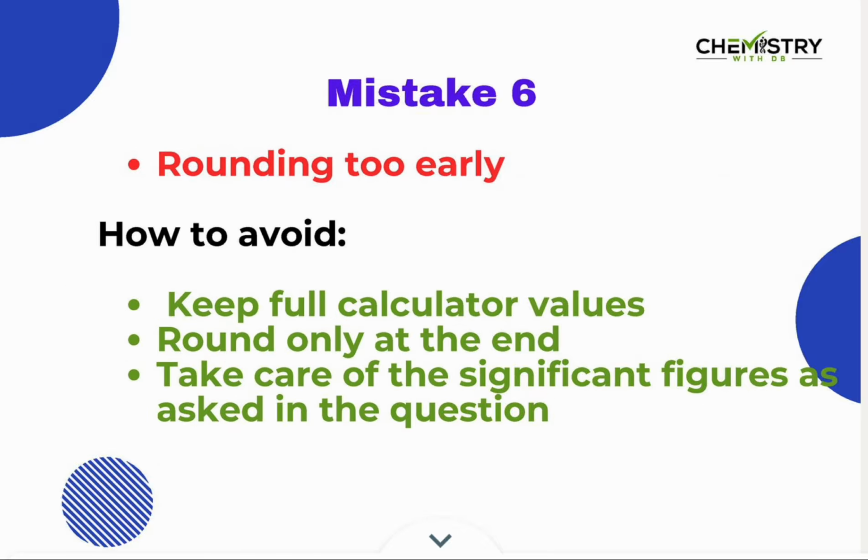The next mistake is that students keep rounding at every step. Whenever they make a calculation, they keep rounding it. But that's so wrong, because then your final answer will be far away from the actual answer. You must keep full calculator values, at least up to 4 decimal places, and rounding off should be done only at the end.